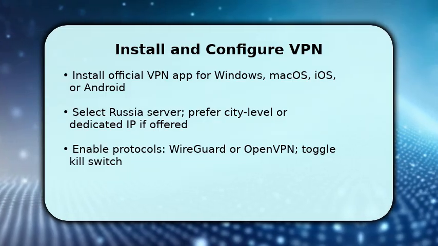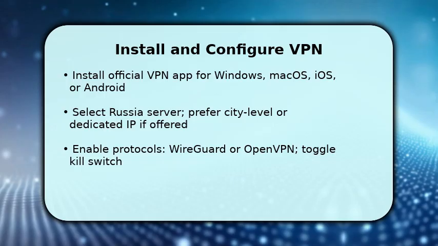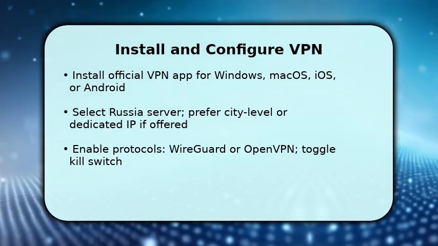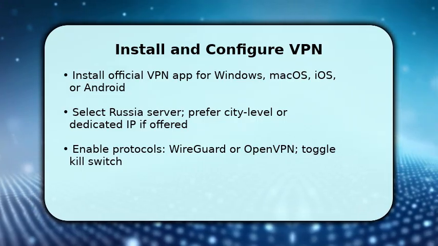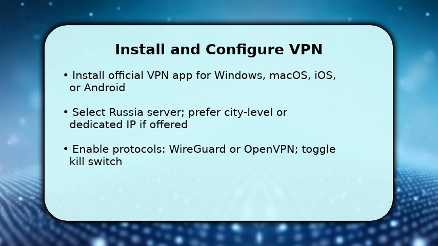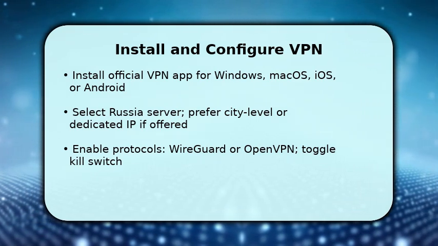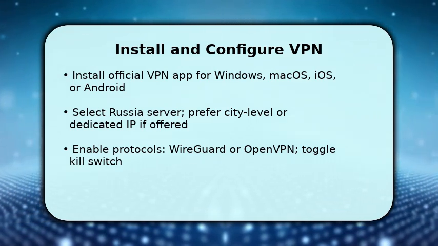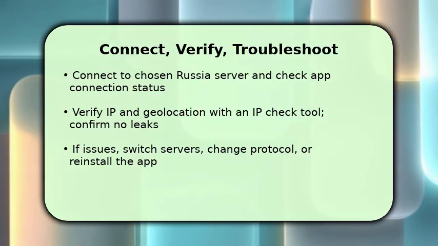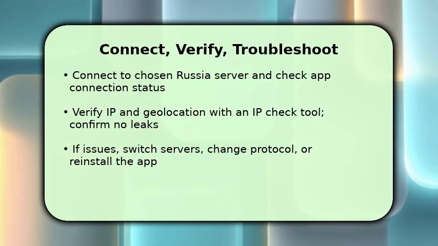Configure the connection protocol, preferring WireGuard or OpenVPN for speed and security, and enable the kill switch to prevent accidental leaks. Finally, set DNS to the provider's secure servers to avoid ISP DNS queries. Then say connect to the selected Russia server and wait for the app to report a secure connection. You should see server name, protocol, and connection time.